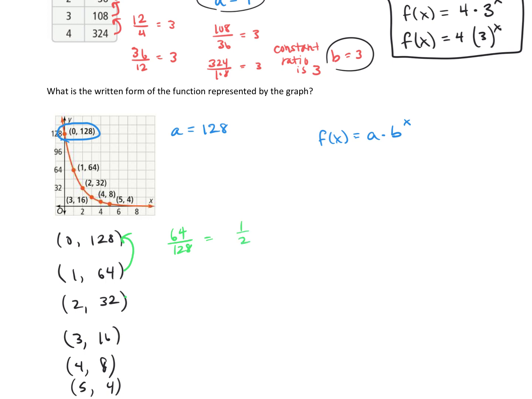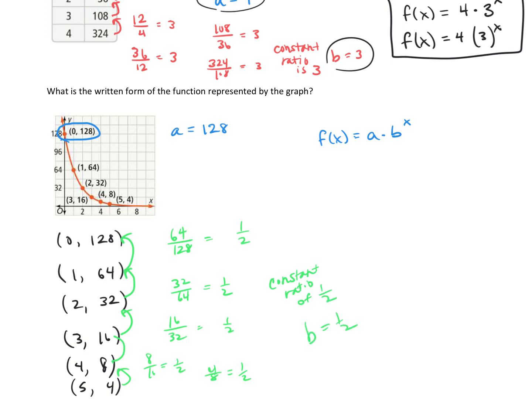1/2. Now let's check 32 and divide it by 64. Oh, that also is 1/2. 16 divided by 32, 1/2. 8 divided by 16, 1/2. And 4 divided by 8, 1/2. So we have a constant ratio of 1/2. So our b value is 1/2.